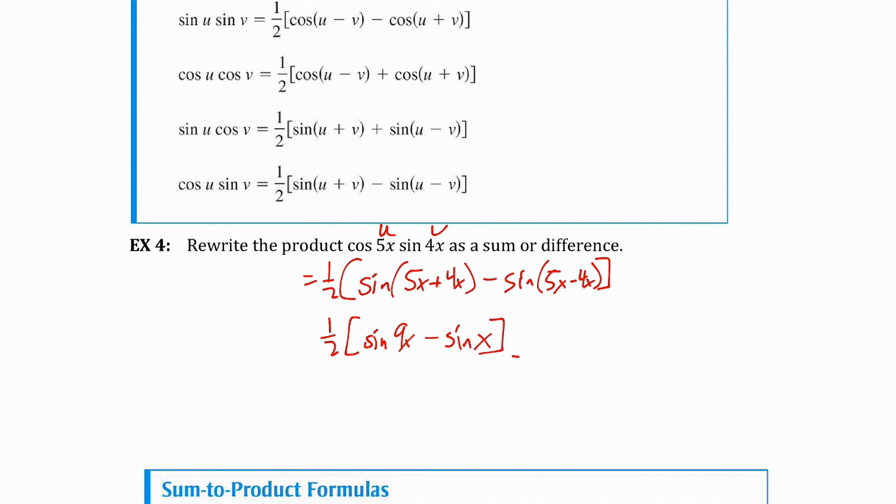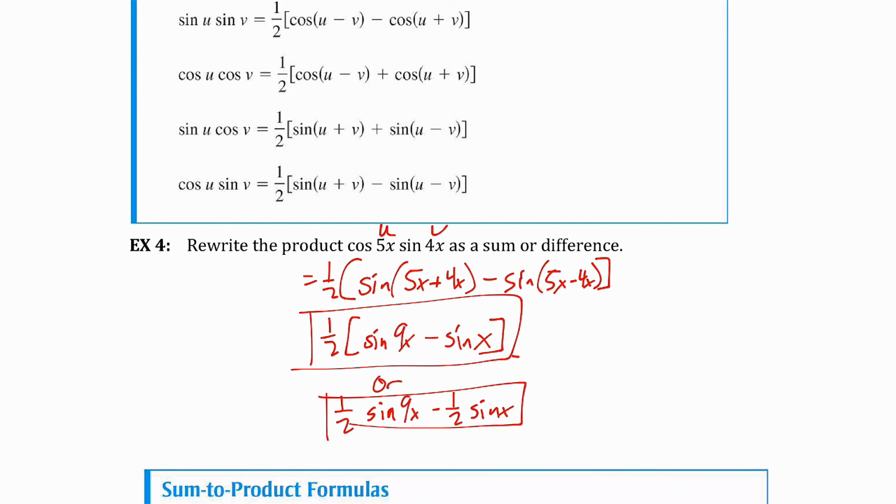And folks, for this, that's really as far as we need to go. You could go a little further by distributing the 1/2. So you could say it's 1/2 times the sine of 9x minus 1/2 times the sine of x. But honestly, you're usually going to see it finalized in that first form. So again, identifying what u is, identifying what v is, and making sure you're plugging them in. So that's a product to sum, where you take the product of two trig functions and we write it as a sum or a difference, which in this case, we ended up with a difference.